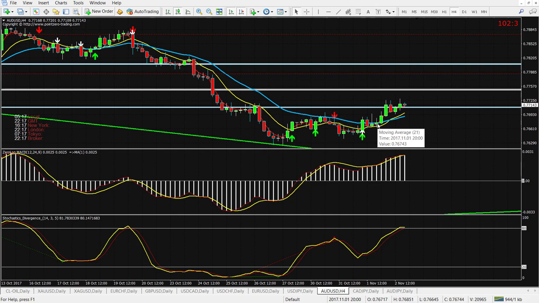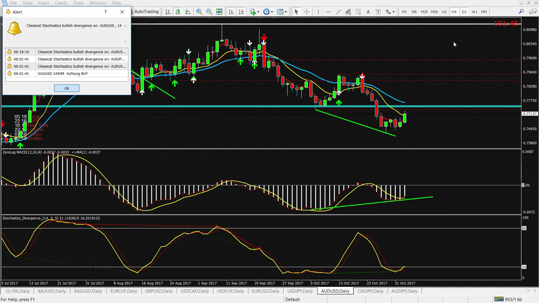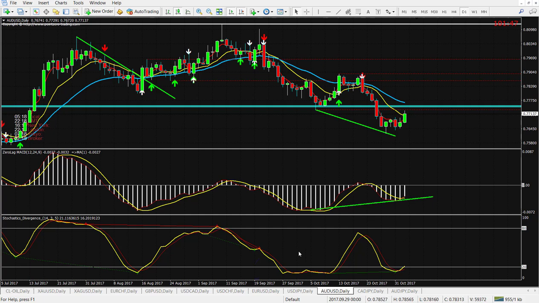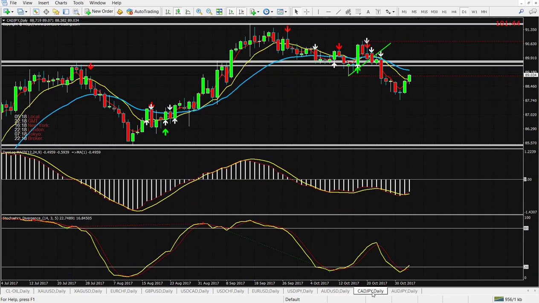Yeah, 4 hours just broke above this 21 moving average and it's going high. The stochastic is above 80, so it looks like that this trend for 4 hours is finished. So I don't think this trend is gonna continue. So we just wait and see what happens tomorrow.